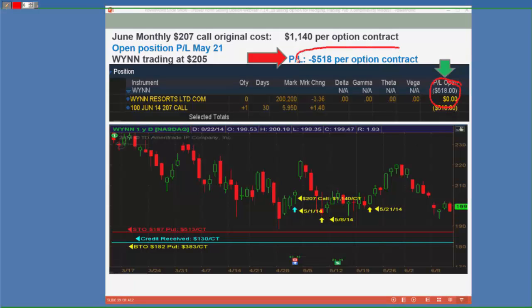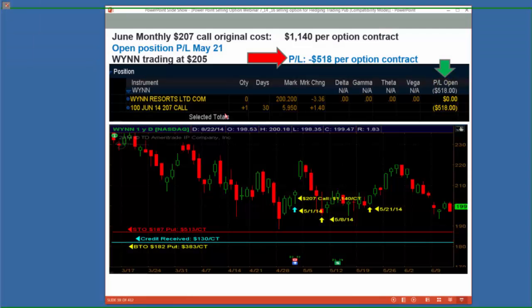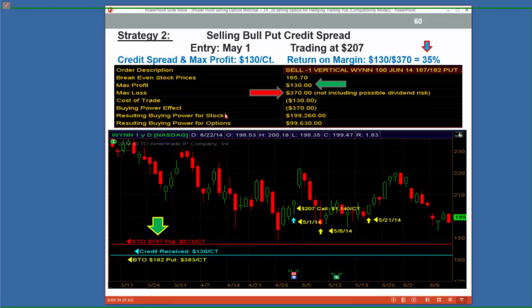So he's pretty bummed out. Now, Susan was bullish, but instead of just buying direct calls, she did the bull put credit spread. And so she sold way down here. You can see Win was trading at 207, but she sold way down here.